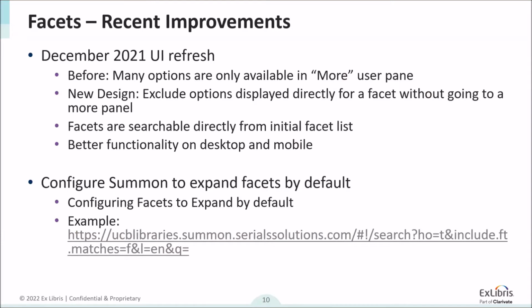And one question we got is how to configure Summon to expand facets by default. So in case you're wondering how to go in and configure that, I've included this helpful resource here. Once we send out the presentation after this webinar, you can check out how to do that, and look at some of the other configurations you can do with facets and your Summon site. So I just want to briefly touch on that and include that in the presentation.